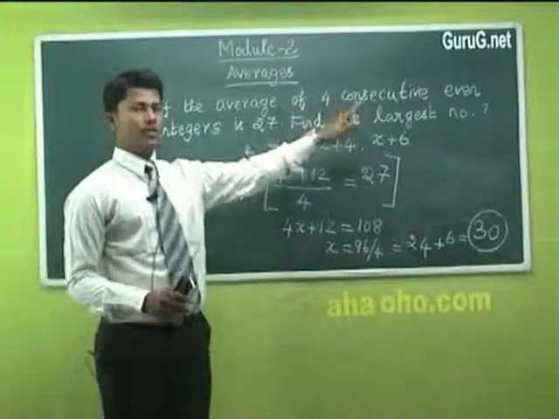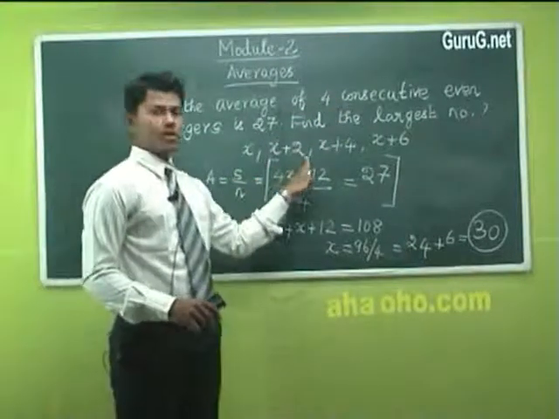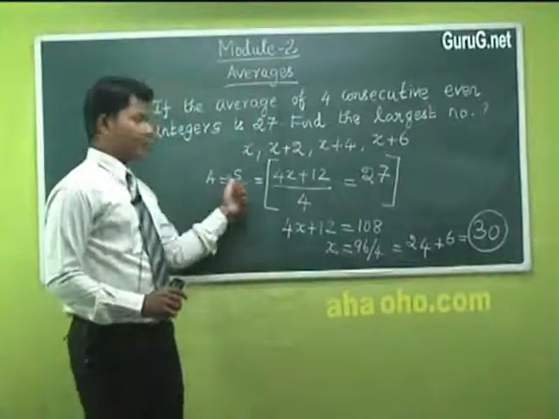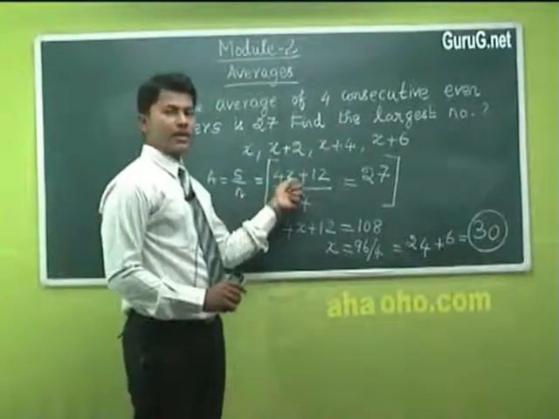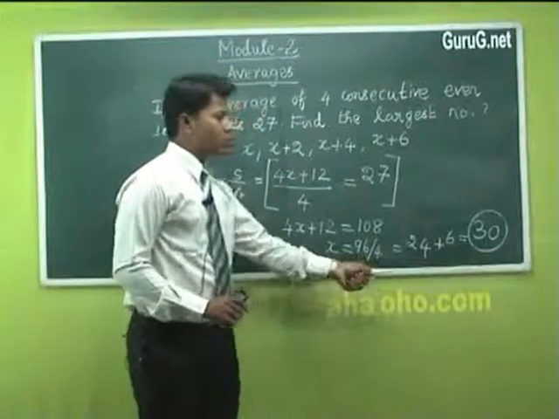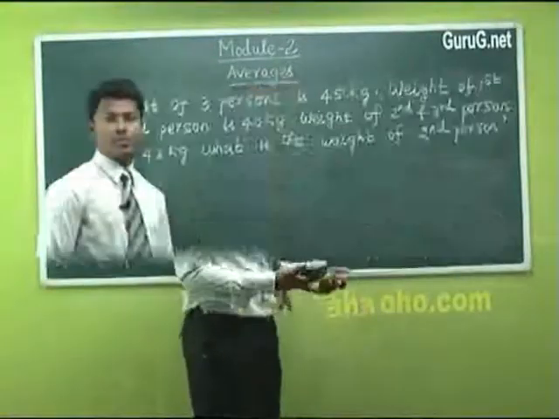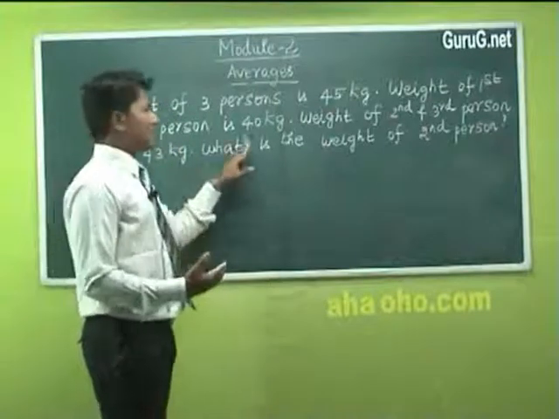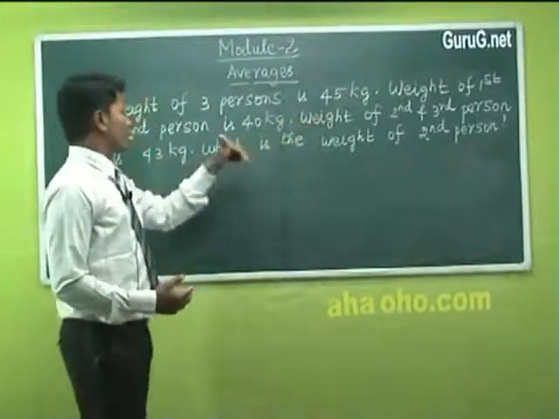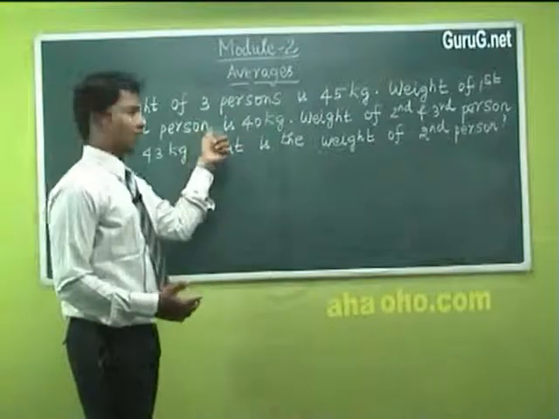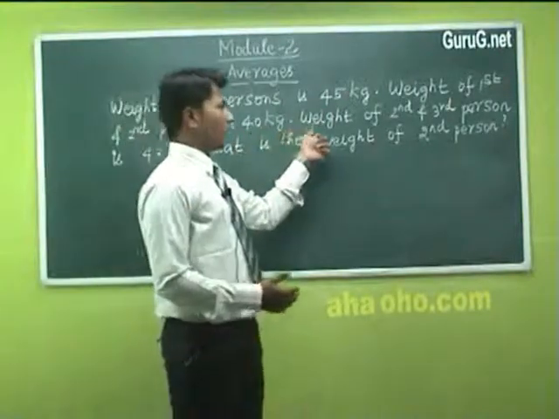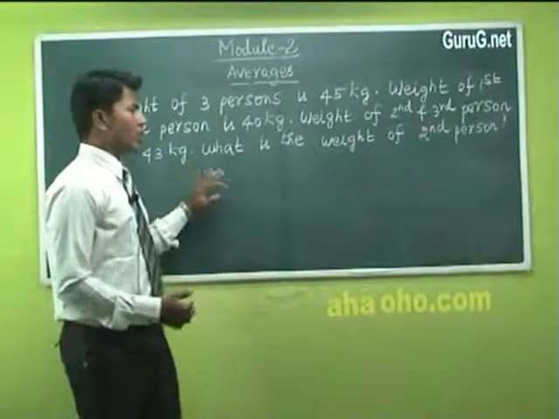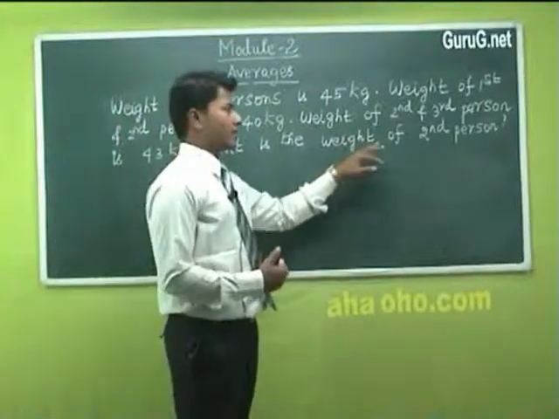4 consecutive even integers. So we considered 4 consecutive even integers in this form. We applied the formula, found the value of x. From the value of x, we found what is the largest number. Consider this problem. Weight of 3 persons is 45 kilogram. The weight of the first and second person is 40 kilogram. And weight of the second and third person is 43 kilogram. You are asked to find the weight of the second person.